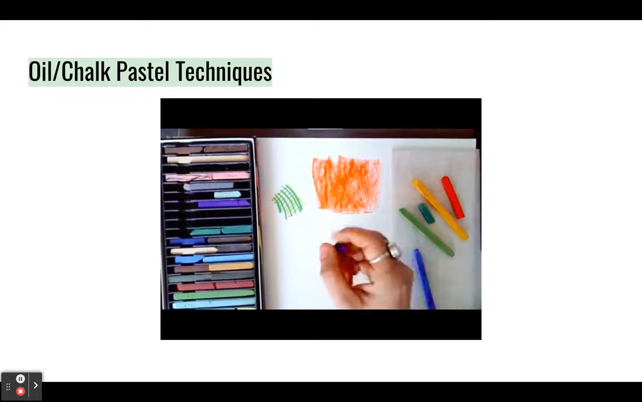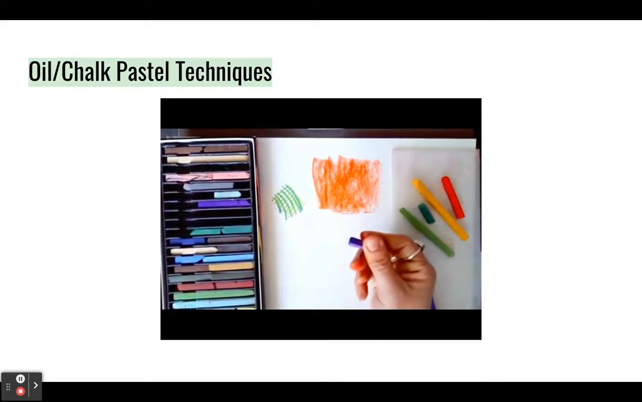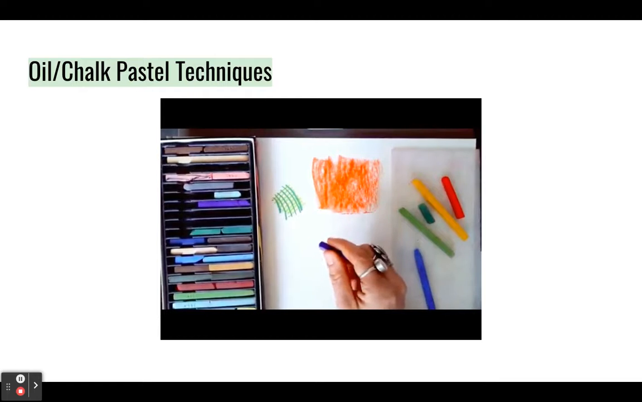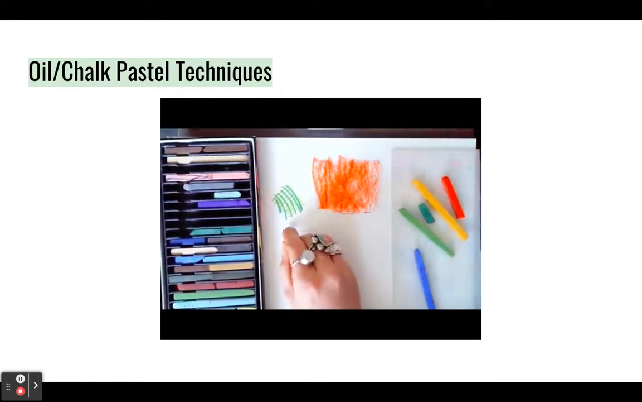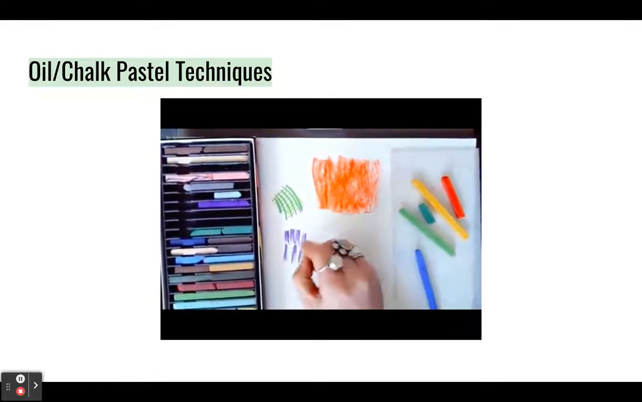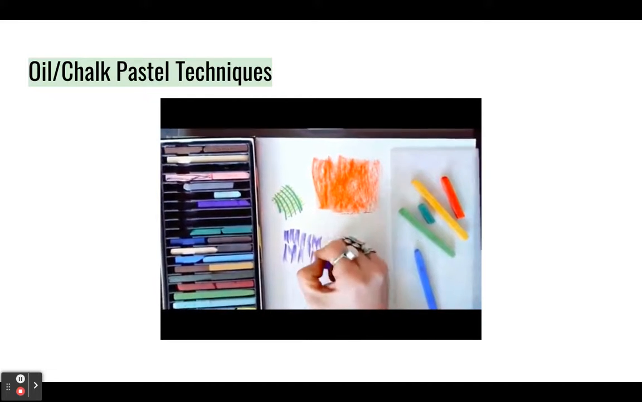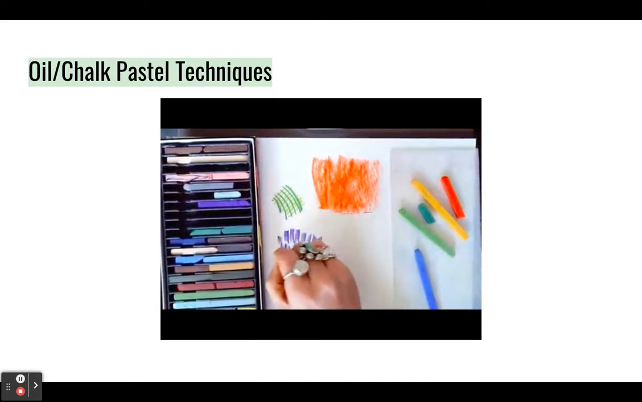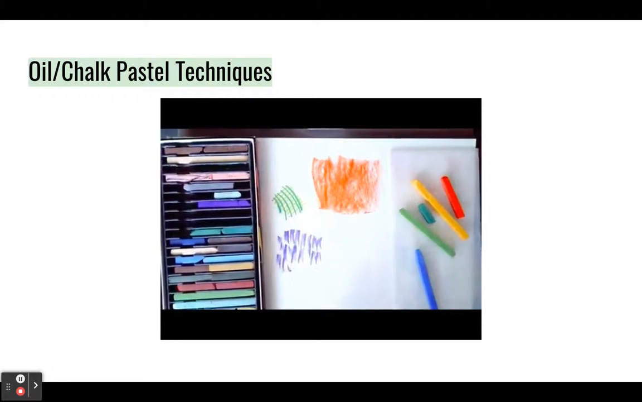Another way to add oil pastels or chalk pastels is through a technique called short strokes. Essentially, just creating small lines with the point of your chalk pastel can add some really nice textured strokes. Okay, that's another option.